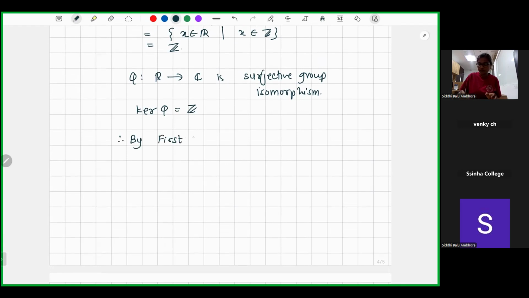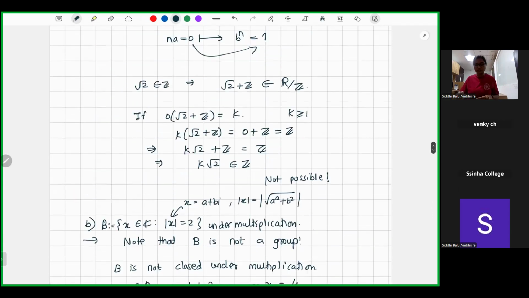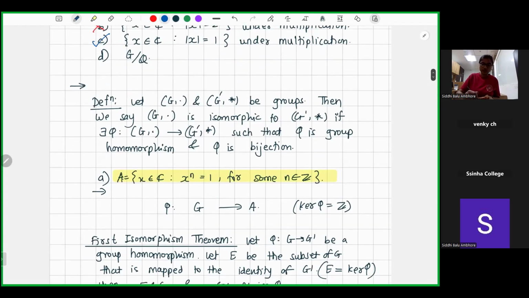Therefore, by the first isomorphism theorem, this R quotiented by Z is isomorphic to C, that is the x in C such that mod x is 1 under multiplication. Let me write this under multiplication. So is this okay? We used the first isomorphism theorem to obtain this. So this C is actually the group which we need, which is isomorphic to G quotiented by my Z.